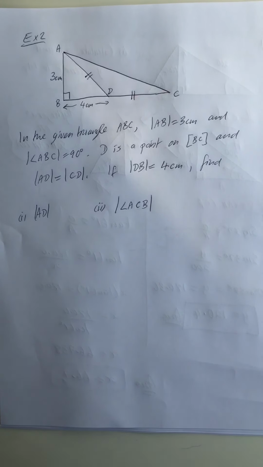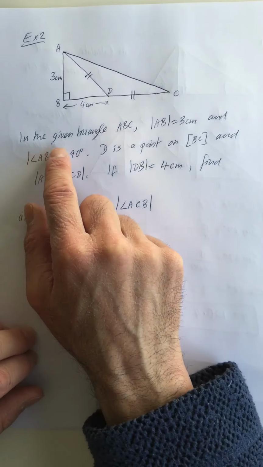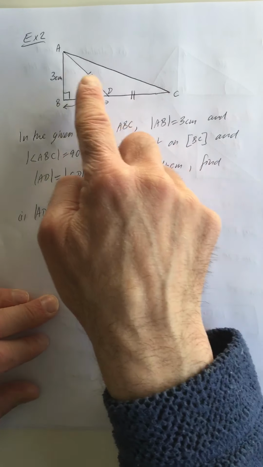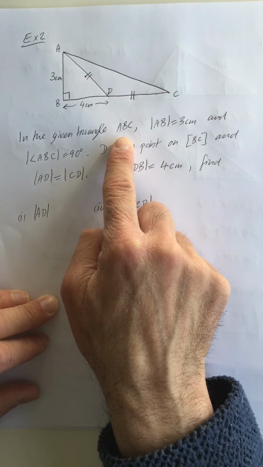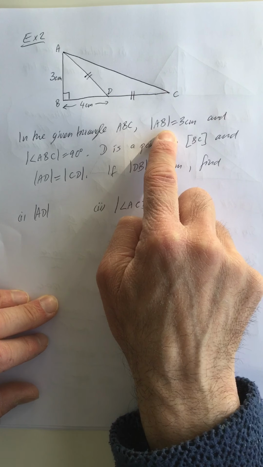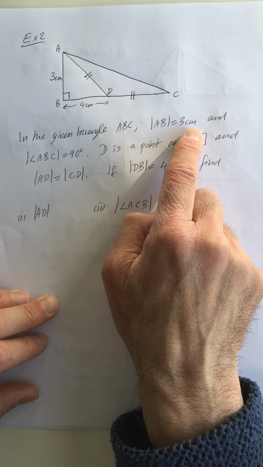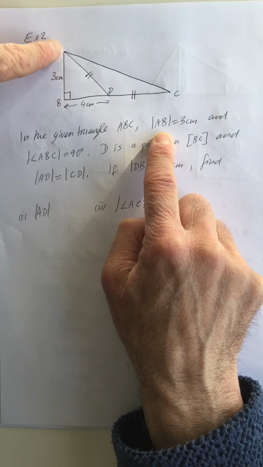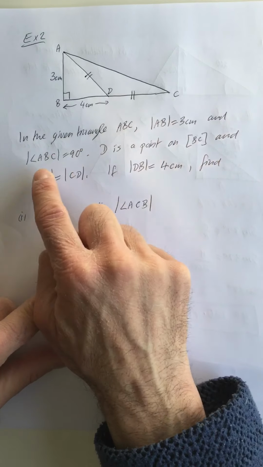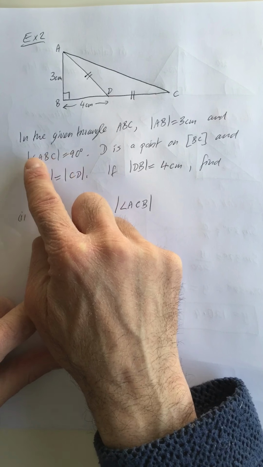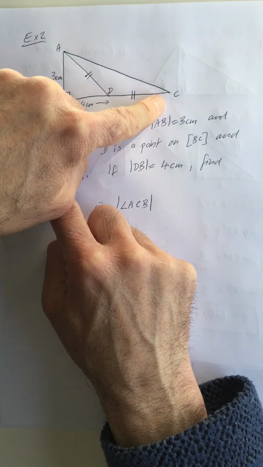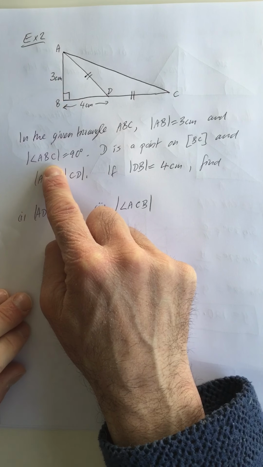A second example. It says in a given triangle ABC, the distance from A to B is 3 centimeters. So look, A to B is 3 centimeters. They're telling me what I already see in the picture. A to B is 3. And the size of these lines mean the size of angle ABC is 90. So ABC, this angle here is 90.